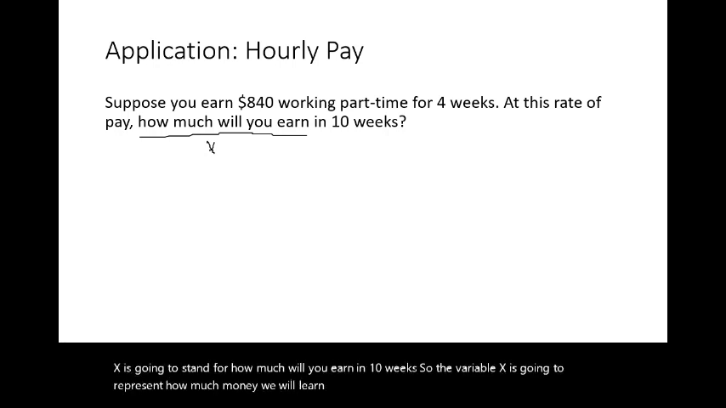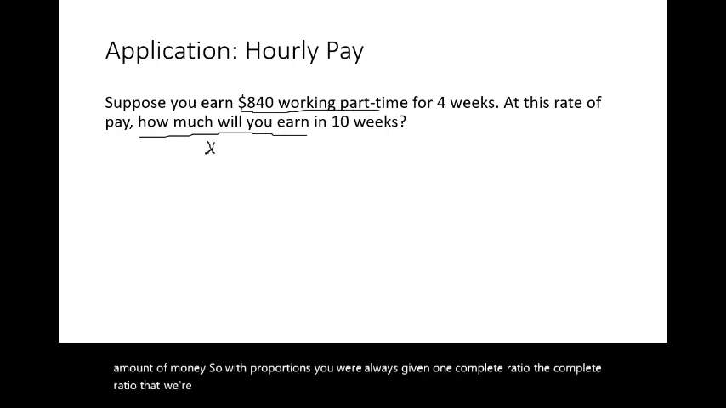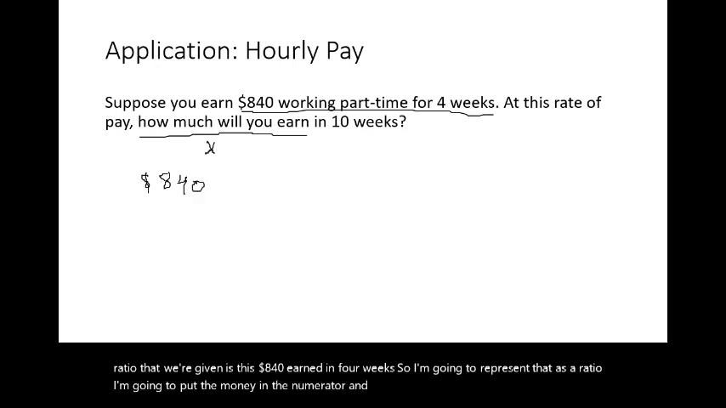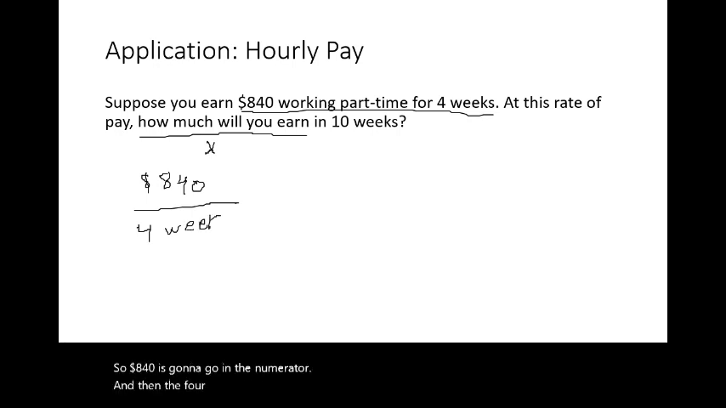So x is going to represent this unknown amount of money. So with proportions, you are always given one complete ratio. The complete ratio that we are given is this $840 earned in 4 weeks. So I'm going to represent that as a ratio. I'm going to put the money in the numerator and the weeks in the denominator. So $840 is going to go in the numerator, and then the 4 weeks is going to go in the denominator.